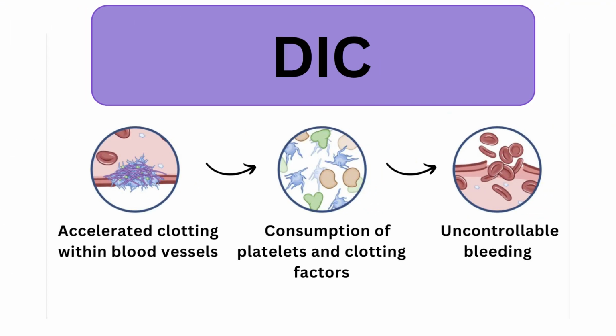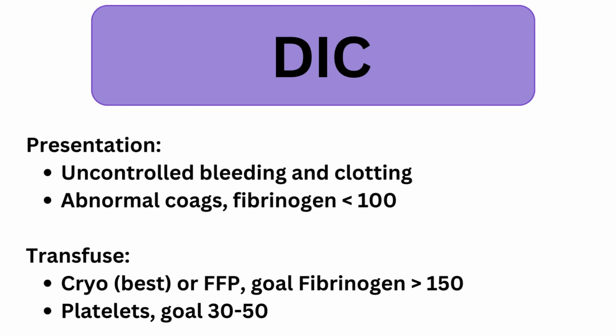DIC is a serious condition where the body's blood clotting mechanism becomes overactive, leading to widespread clot formation in small blood vessels. This can result in organ damage and bleeding. Patients will show mucosal bleeding and labs will show abnormal coagulation studies and a fibrinogen less than 100. Give cryoprecipitate, which is rich in fibrin products, for a goal fibrinogen over 150 and check labs frequently.